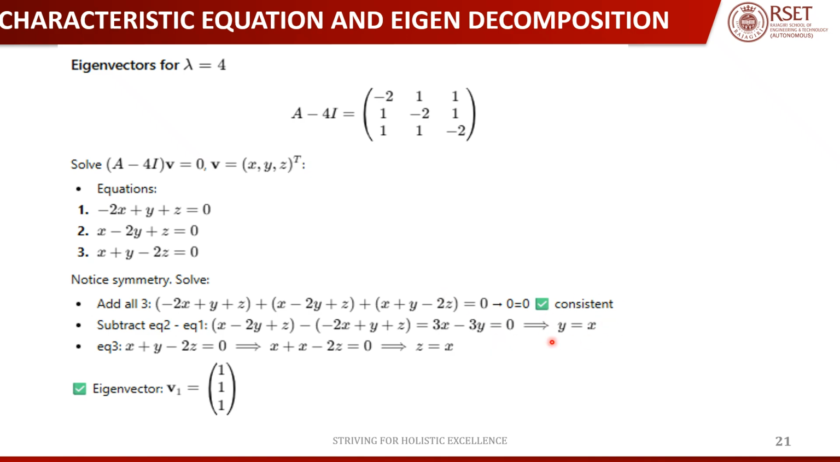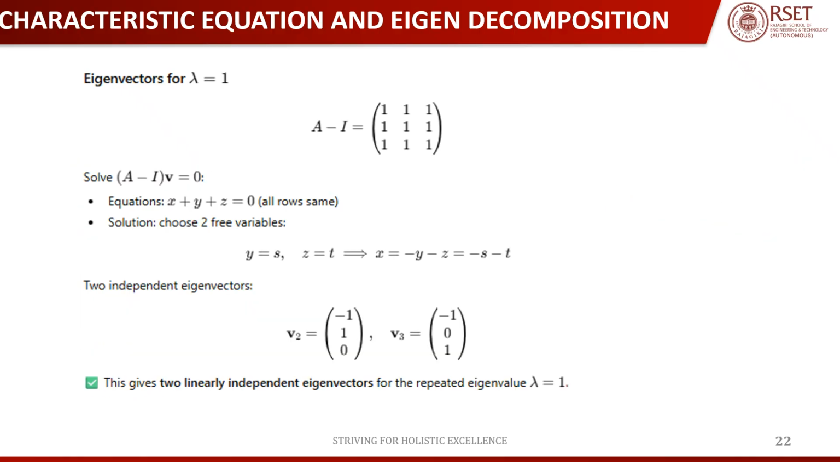So you have a relation now, and what you do is substitute this in equation 3. So x plus x minus 2z will be equal to 0. This implies 2x minus 2z is equal to 0, which implies z equal to x. So we have y is equal to x and z is also equal to x, which means v is equal to x, y, z, which is x, x, x. To find the eigenvector, just substitute the value of x is equal to 1. Then you have the eigenvector.